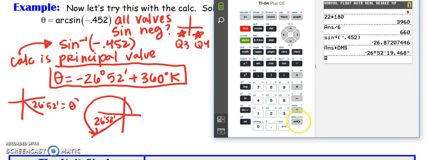So let me do this. Actually, clear that. Let's do this. And because I don't feel like retyping it, although it probably would have been quicker just to retype it than for me to do this. But you know what? Live your life.